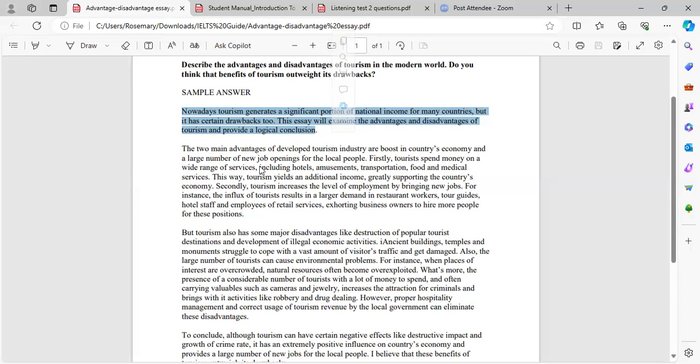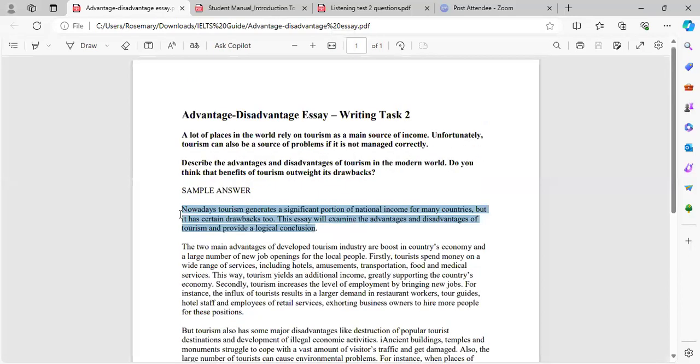Or you can start with the question's paraphrase. So here, nowadays tourism generates a significant portion of national income for many countries, but it has certain drawbacks too. So here, they actually paraphrased the question. Paraphrasing the question is mandatory.